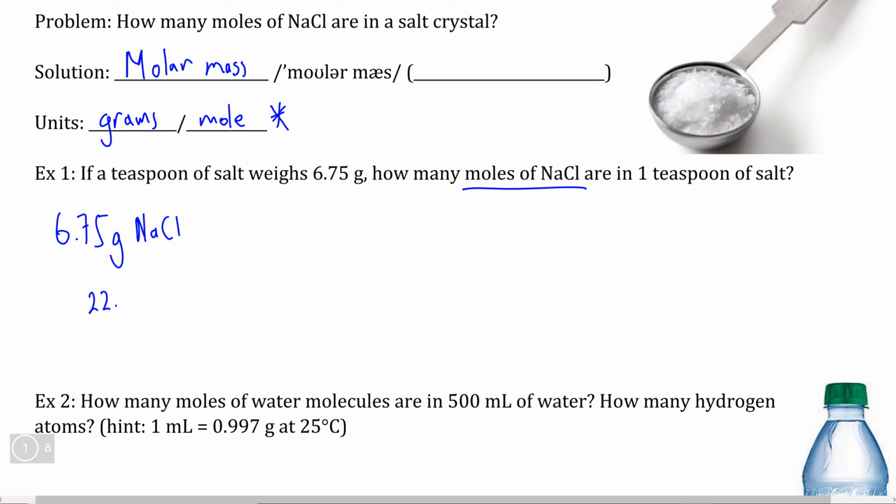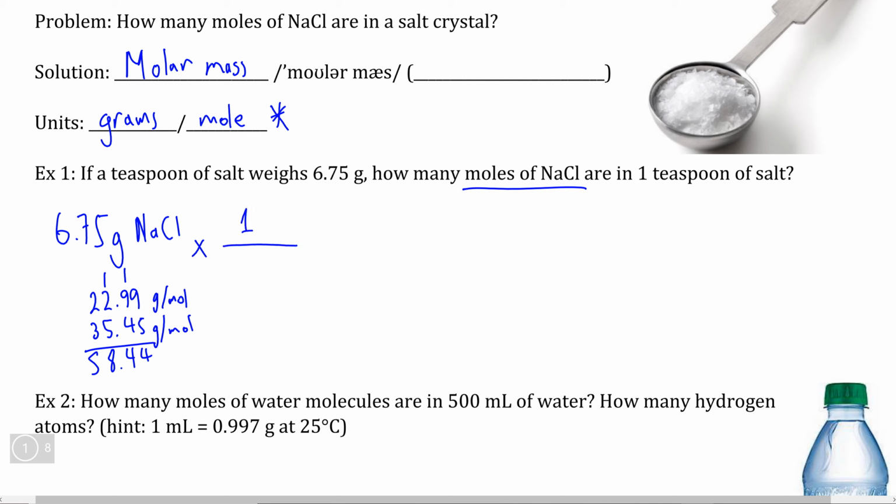So if you recall from the periodic table, the molar mass of sodium is 22.99 grams per mole, and the molar mass of chlorine is 35.45 grams per mole. If we do a quick add of these together, we find that the overall molar mass, the overall number of grams per mole of sodium chloride, is 58.44 grams per mole. Now, the unit that we want to cancel is grams, and the unit that we want is moles.